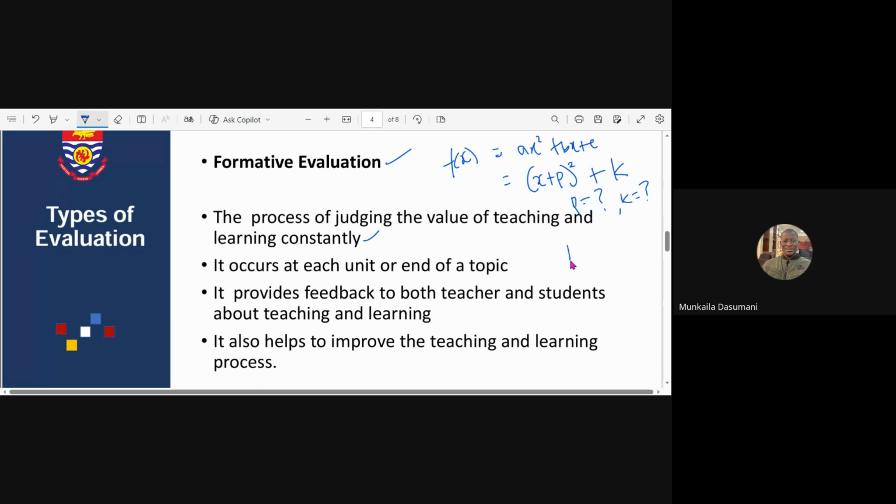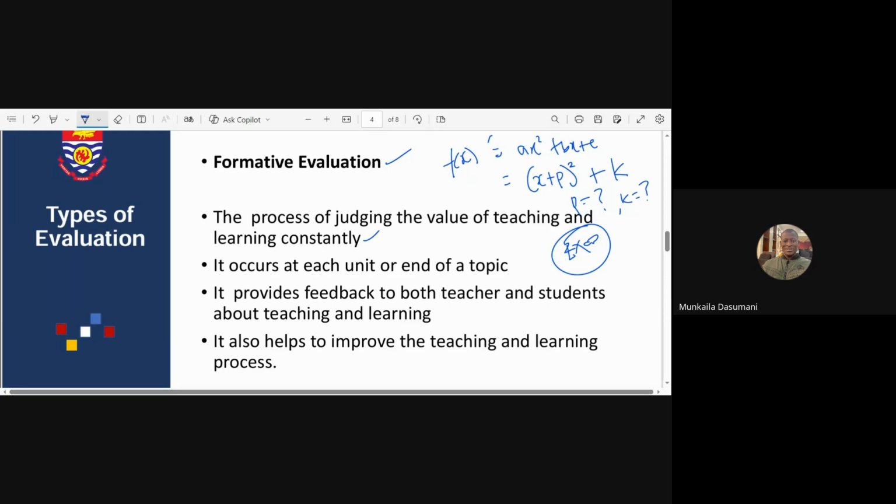It's better to give them exercise here. Do something here about what you have done before you move on to another one. Before you do that, then you are doing what you call formative. It's ongoing. So the process of judging, developing, teaching, and learning constantly. You don't need to finish before you do. You are doing the whole quadratic function.